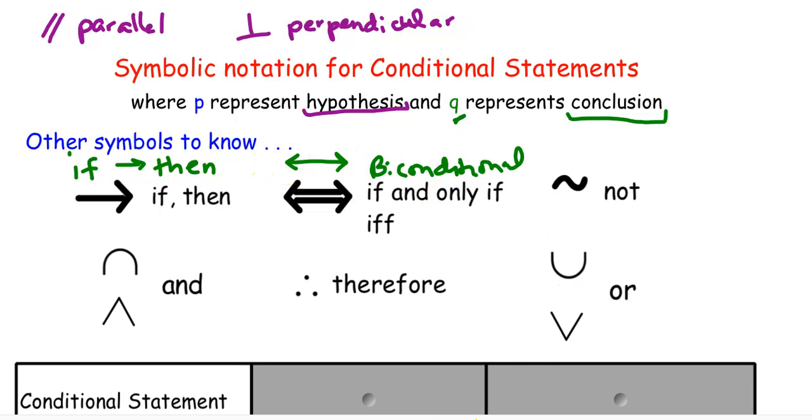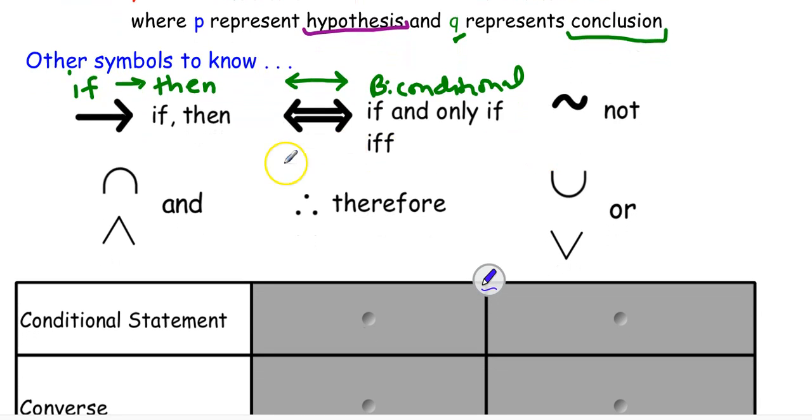If we put a squiggle in the front, a squiggle means not. And then we've got the symbols down here. Either one of these represents and, so you can draw an upside down U or an upside down V, and they both represent the and statement, as opposed to if you draw a U or a V, it represents or. So we're just going to use one of these, and you should recognize that they both mean the same thing. And then if we draw the three dots that look like a triangle, it means therefore.